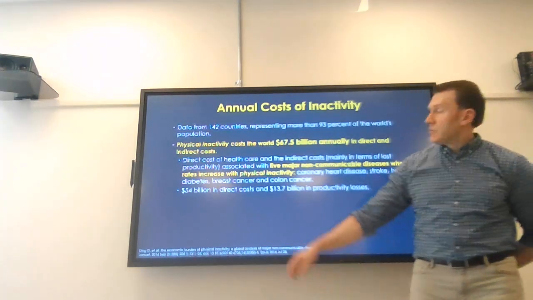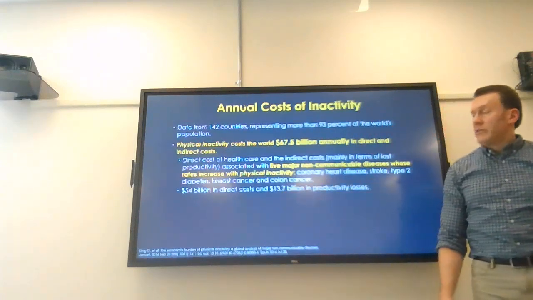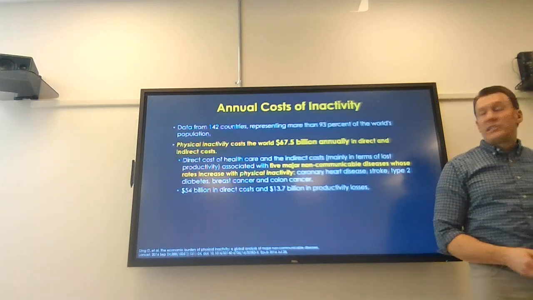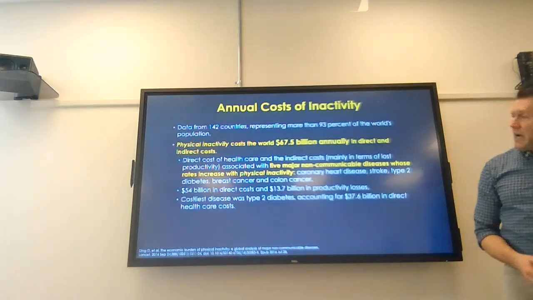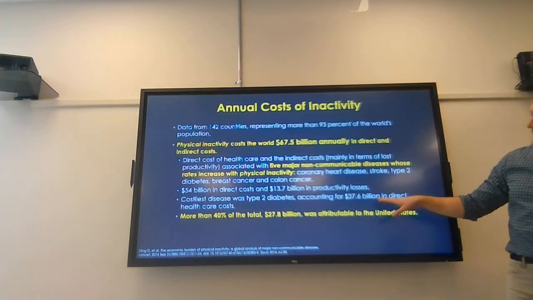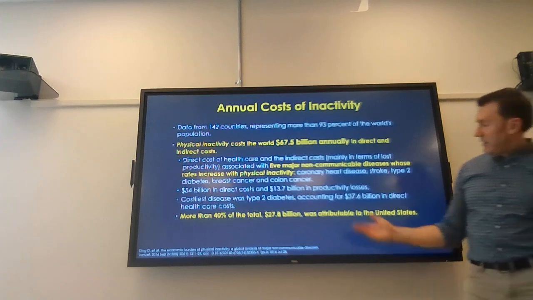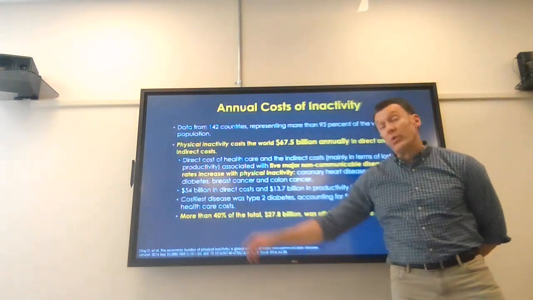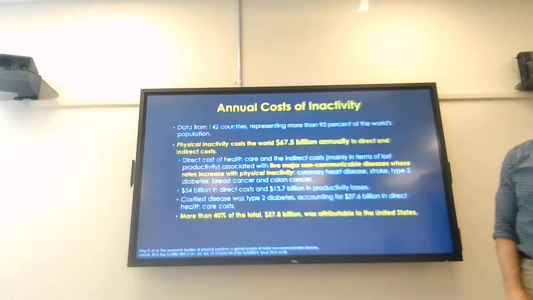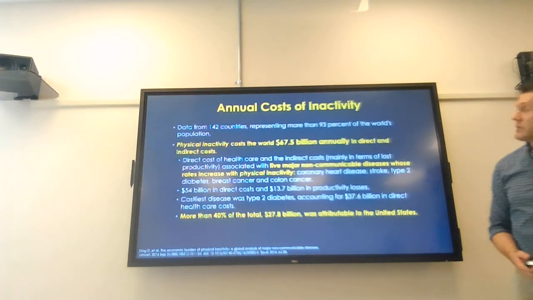So the direct cost was $54 billion. Indirect costs from lost productivity, $13.7 billion. What's really shameful is that the costliest disease was type 2 diabetes, accounting for $37.6 billion, and the U.S. accounted for about 40% of that total. So, not good. It seems like we could be doing better, as President Kennedy encouraged us to do.